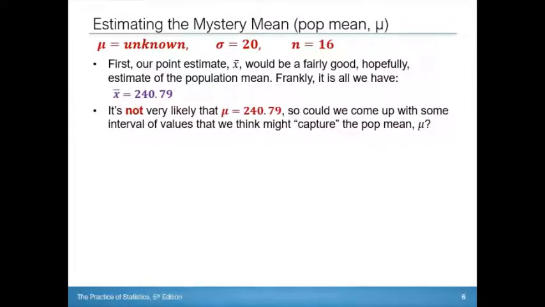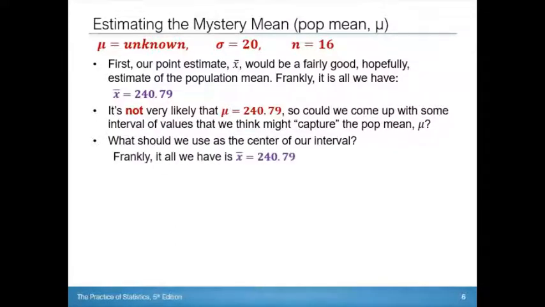All right, now it's not very likely that the true mean is exactly 240.79. First of all, I probably would have put in a whole number, an integer, probably not a decimal, but you don't know. So we know that it's not exactly 240.79. It's pretty safe to assume that it is not. So what we want to do is come up with some sort of interval of values that would capture that true mean.